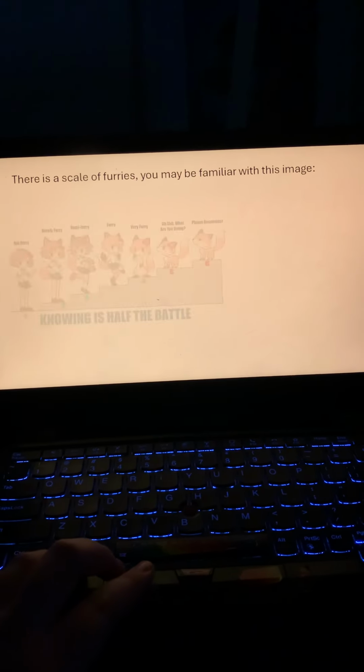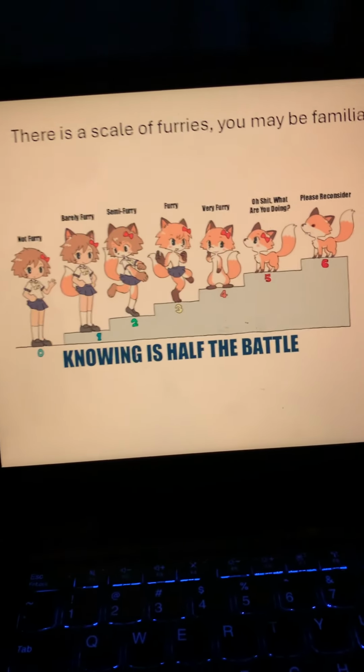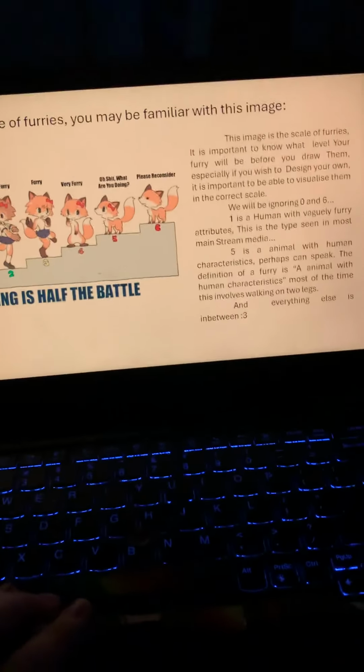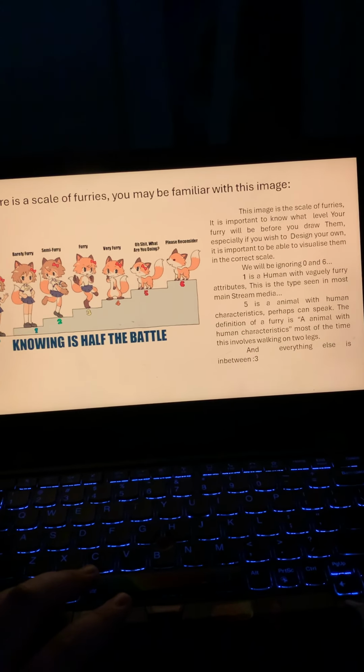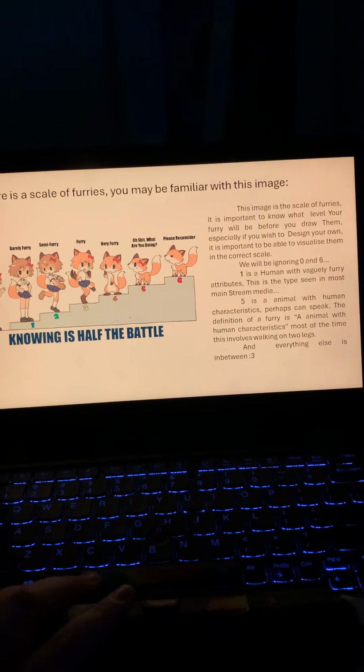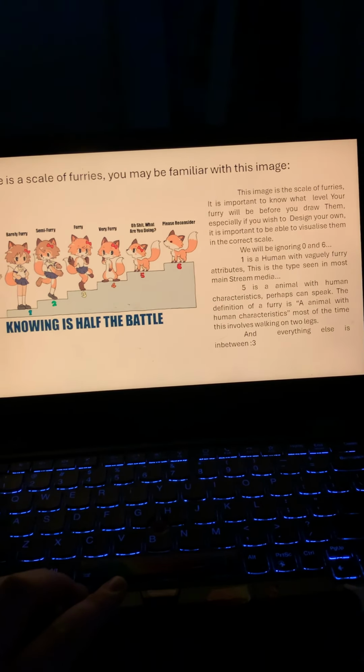There's a scale of furries. You may be familiar with this image. Knowing is half the battle, and this image is the scale of furries. It is important to know what your furry will be before you draw them, especially if you wish to design your own. It is important to be able to visualize them in the correct scale.